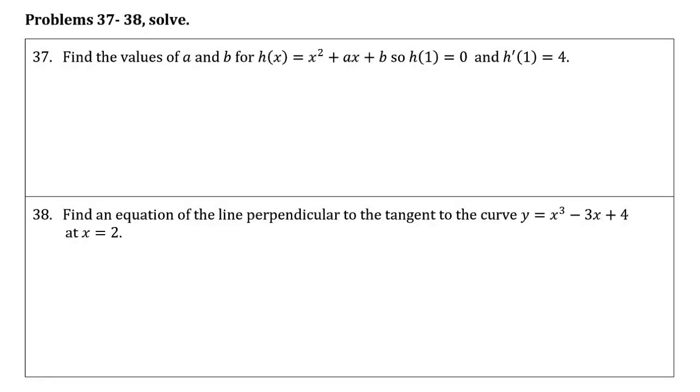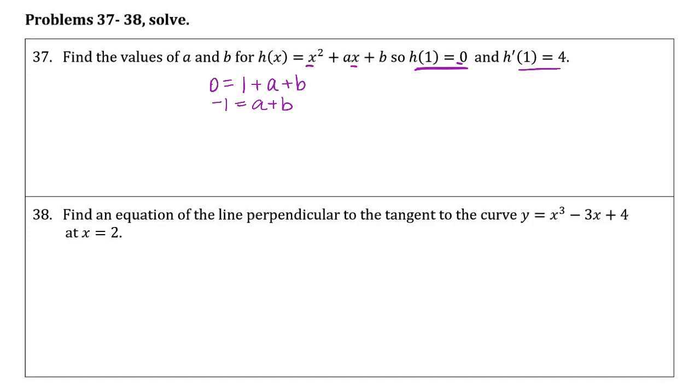Okay, so for 37, we are solving for variables a and b. So the first thing that we know about this is that h at 1 is 0. So that means I'm going to plug in a 1 for x and then set everything equal to 0. So if I do that, then I'm going to have 0 equals 1 squared plus a times 1 plus b. So I'm going to move that 1 over. So I have negative 1 equals a plus b.